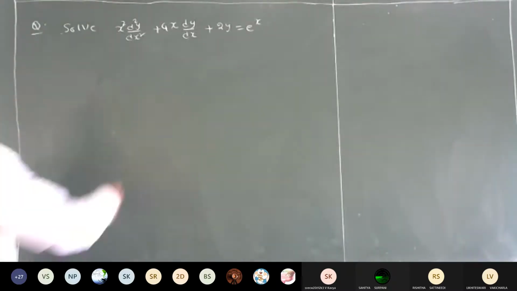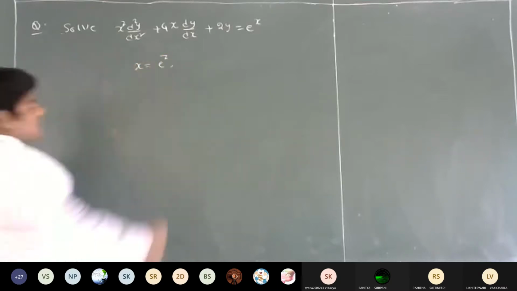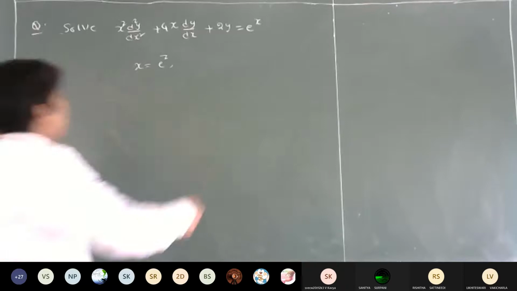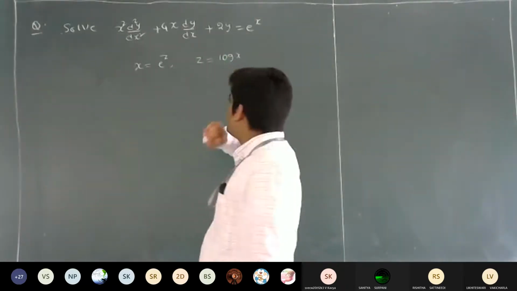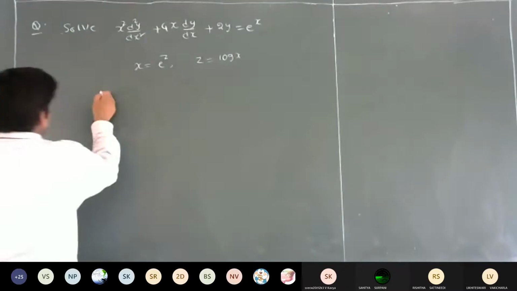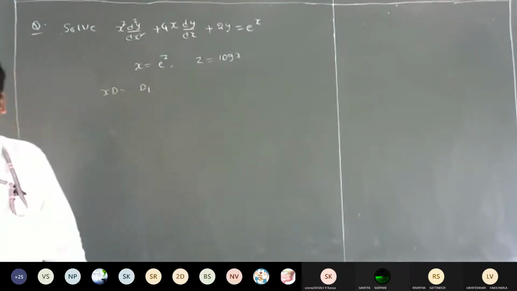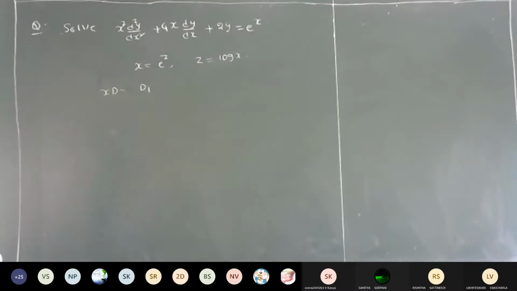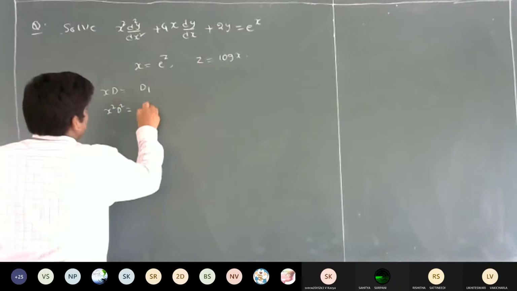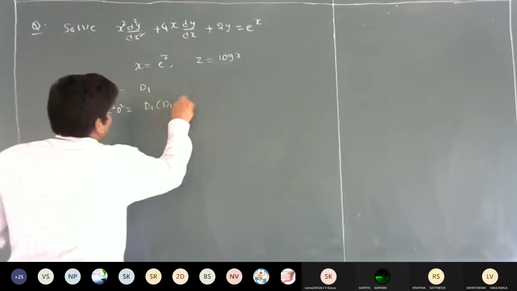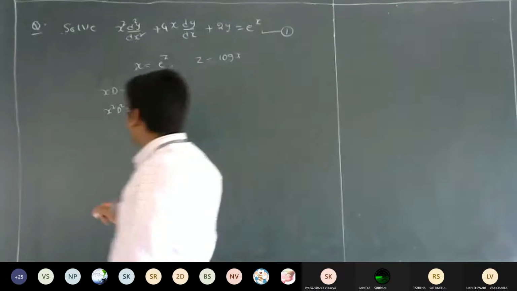How to change? By taking the suitable transformation, that is x is equal to e power z. Then z is equal to log x. And x d is replaced by d1, where d1 is d by dz, and x square d square is replaced by d1 into d1 minus 1. Call it as equation number 1.